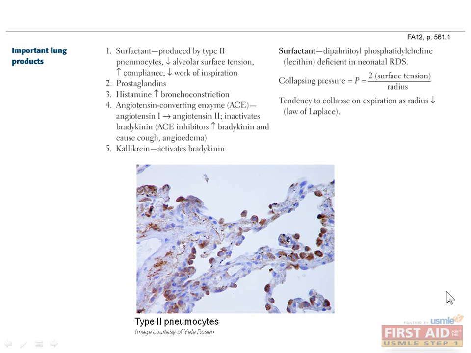As you remember from the last talk, surfactant is secreted from the lamellar bodies in the type 2 pneumocytes. So what is the main component of surfactant? Well, it's mostly made up of a phospholipid called dipalmitoyl phosphatidylcholine, or lecithin. Surfactant decreases the surface tension in the alveoli per the law of Laplace, where equilibrium gas pressure equals 2 times the surface tension over the radius. Less surface tension means less gas pressure is needed to keep it open.